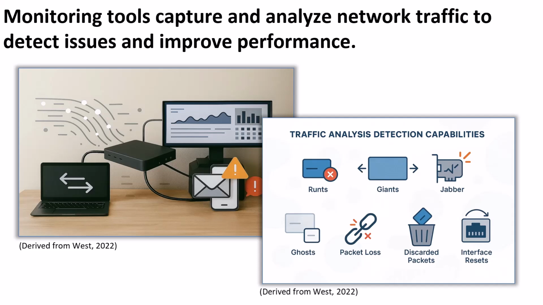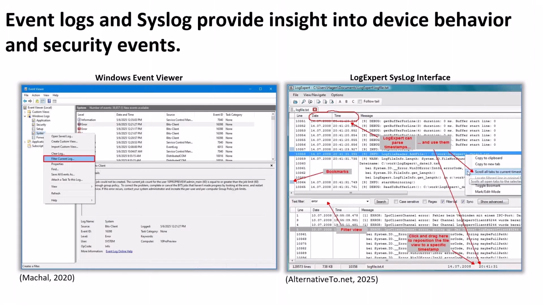Alongside packet analysis, event logs and syslog show us what devices are actually doing and why. Event logs and syslog provide insight into device behavior and security events. Event logs and syslogs are like black boxes of your network. They record what's really happening. Windows Event Viewer captures local system events, while syslog provides a universal format for logs from routers, switches, servers, and other devices. Those messages go to a central collector, making it easy to review and audit activity. With them, network administrators can spot configuration errors, detect unauthorized access attempts, and troubleshoot problems faster. To go even deeper, tools like SNMP and NetFlow reveal overall traffic patterns and usage.